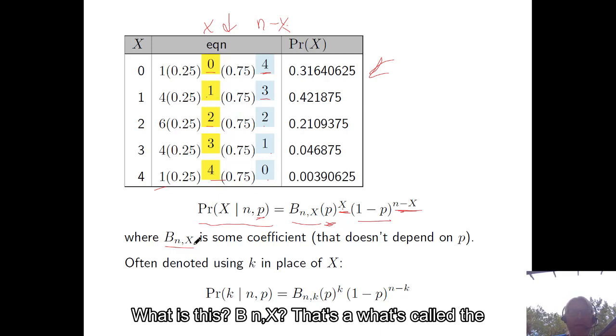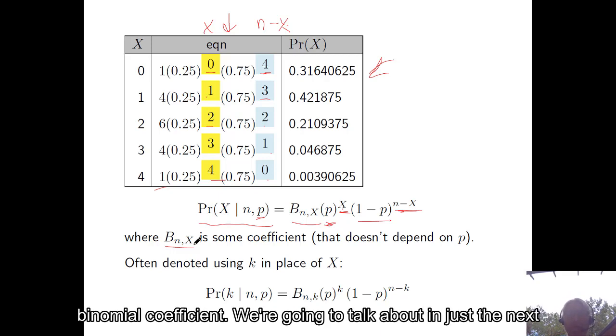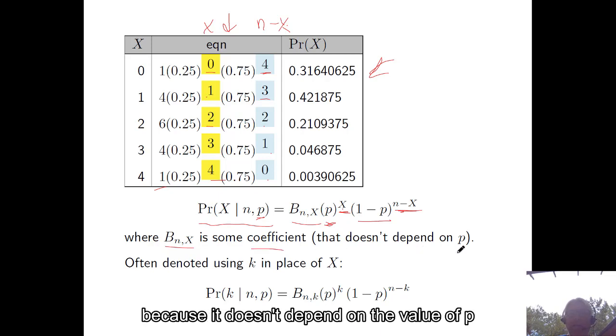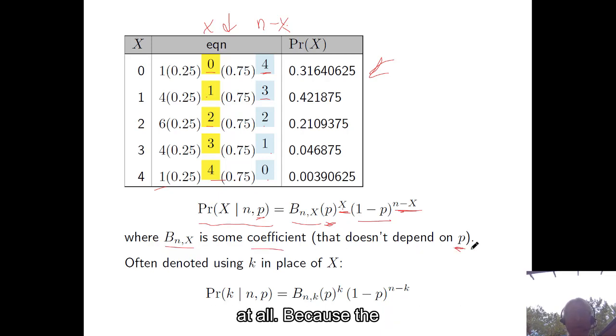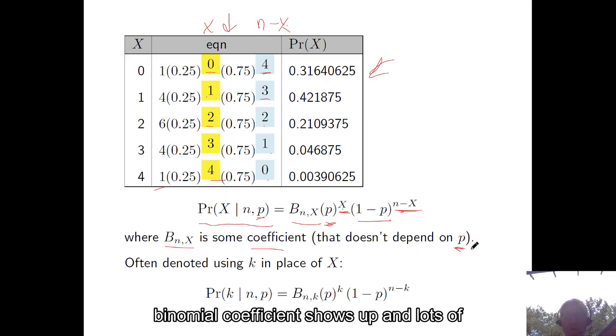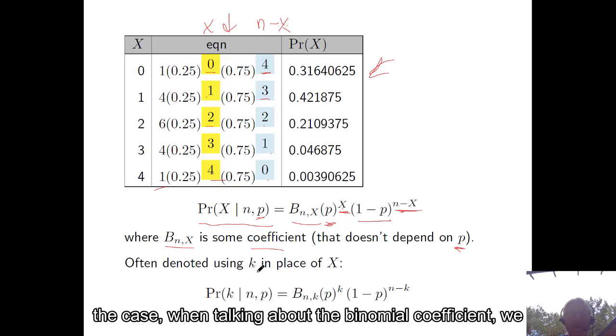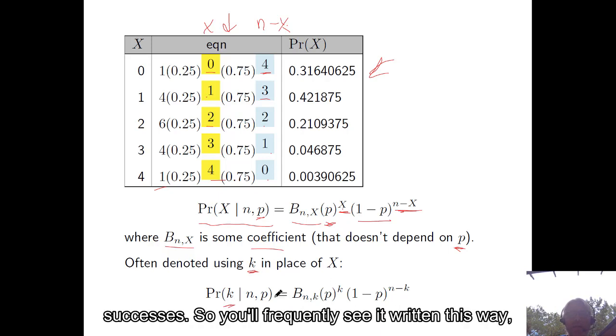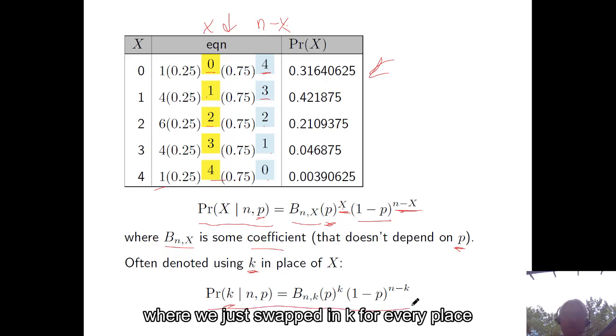What is this b in x? That's what's called the binomial coefficient. We're going to talk about it in just the next few slides. We call it a coefficient because it doesn't depend on the value of p here at all. Because the binomial coefficient shows up in lots of parts of math unrelated to probability, and using this x variable, it's often the case when talking about the binomial coefficient we use k for the number of successes. So you'll frequently see it written this way, where we've just swapped in k for every place that x occurred.